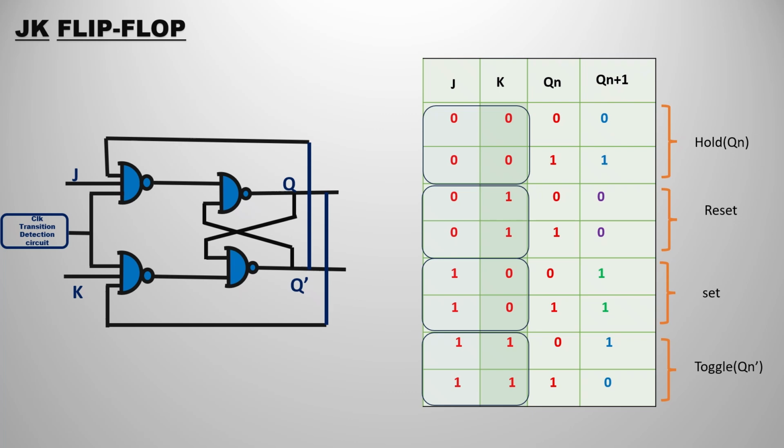If you are willing to check the circuit, you can put JK values in the circuit and cross check the Qn, and then pass that and again cross check the Qn plus 1 also. So like that you can verify the truth table with the help of the circuit diagram, and the circuit diagram with the truth table as well.